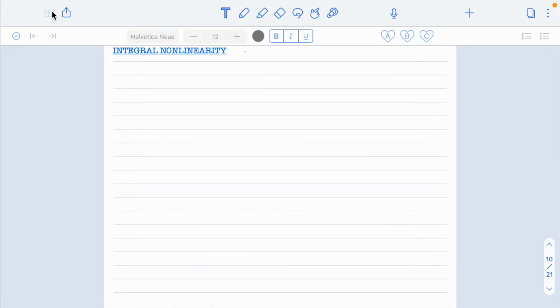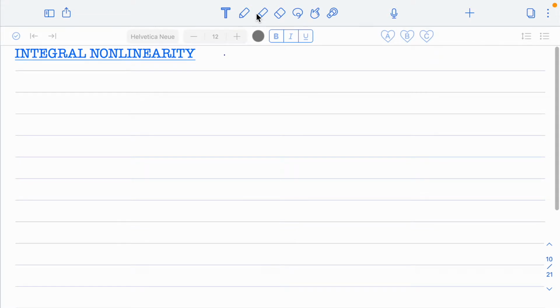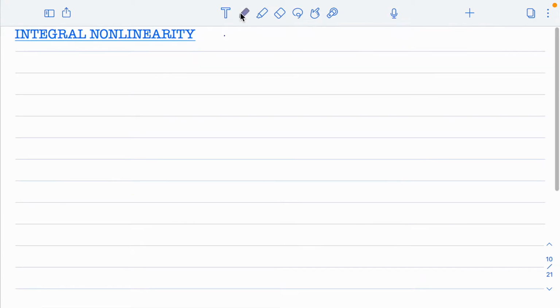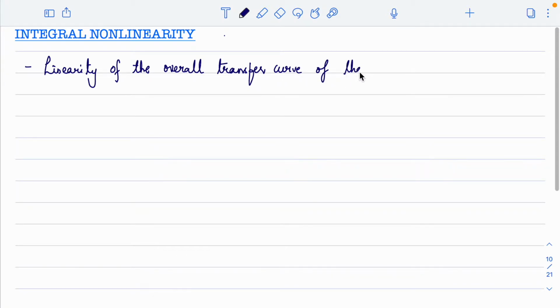So in today's class, we'll continue that discussion and we'll see what is this integral non-linearity, which is a measure of linearity of the overall transfer curve of the DAC. Right. So, coming to this integral nonlinearity, as I mentioned, it gives you an idea about the linearity of the overall transfer curve of the DAC. This is what INL or integral nonlinearity basically helps us to understand.